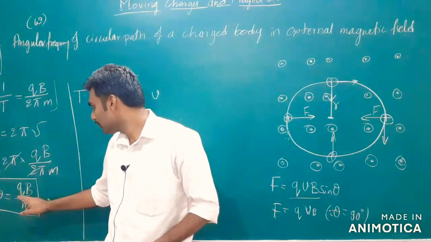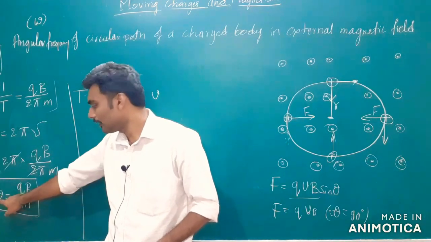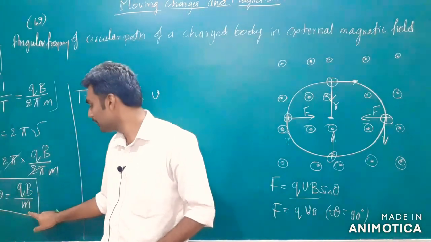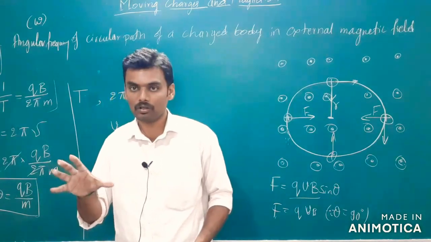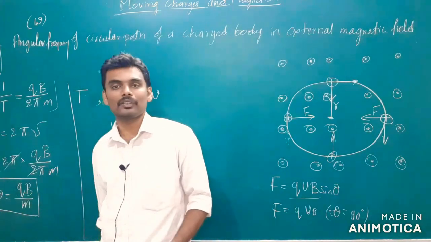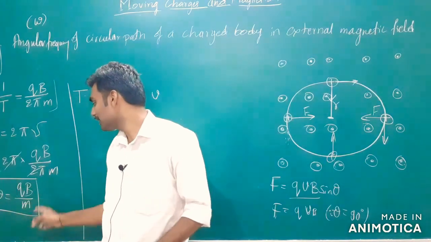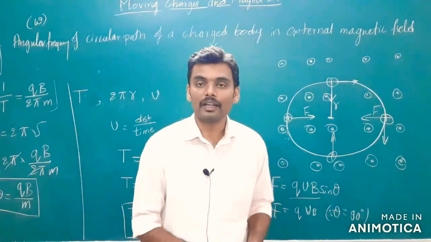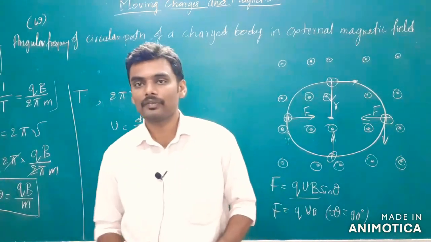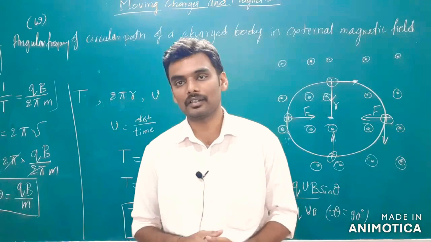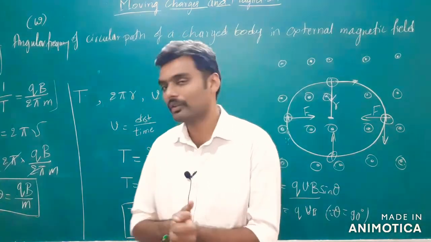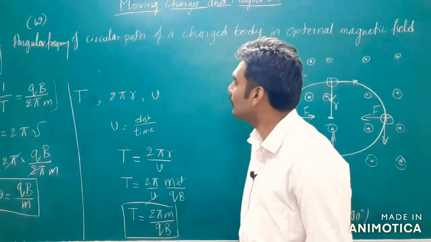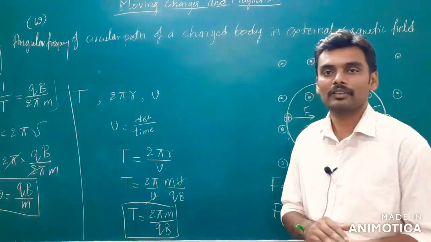So coming to this, if charge is more, angular frequency is more. If the magnetic field is more, angular frequency is more. If mass of the object is more, lesser angular frequency. So these are the three factors which will decide angular frequency. What is angular frequency actually? Angular frequency is the number of revolutions that the body makes in 1 second. So this expression is important as far as the derivation is concerned.